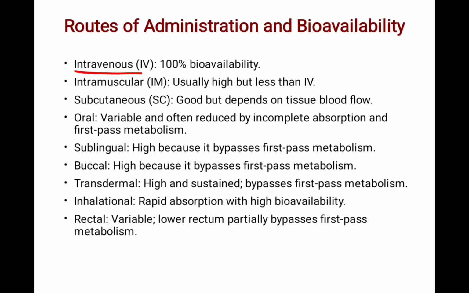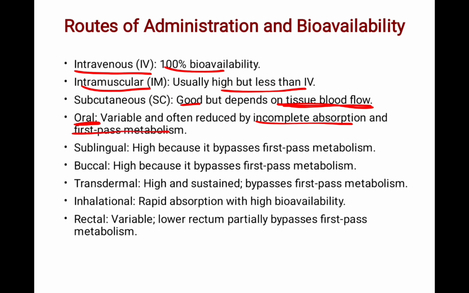We have the intravenous route of drug administration, and here we have 100% bioavailability. We have the intramuscular route, where bioavailability is high but less than in the intravenous route. We have the subcutaneous route, which has a good bioavailability, but it depends on the tissue's blood flow, which means an increased blood flow increases the absorption of a drug as well as bioavailability. We have the oral route, which is variable and often reduced by incomplete absorption of that drug or due to first pass metabolism.